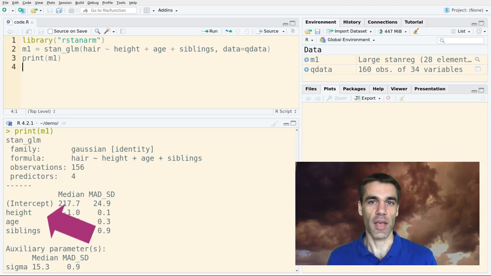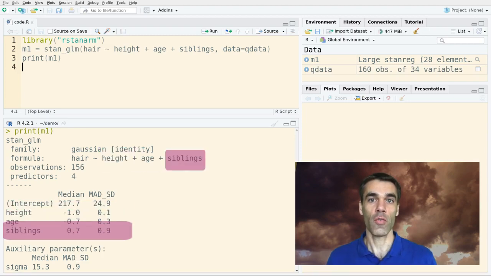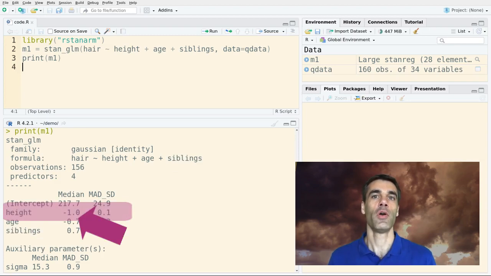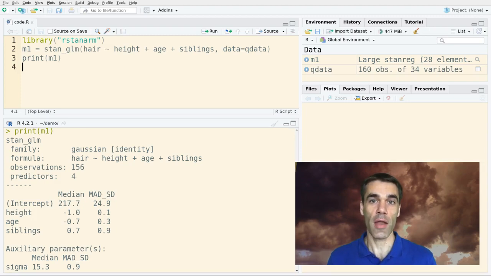We get an intercept and a coefficient for each variable. So each line in this table stands for a variable. Let's find the coefficient for our predictor variable, height. It's minus 1.0. To understand what this number means, we need to know how the outcome variable and the predictor variable are measured. Like the length of hair is measured in centimeters, and height is also measured in centimeters.